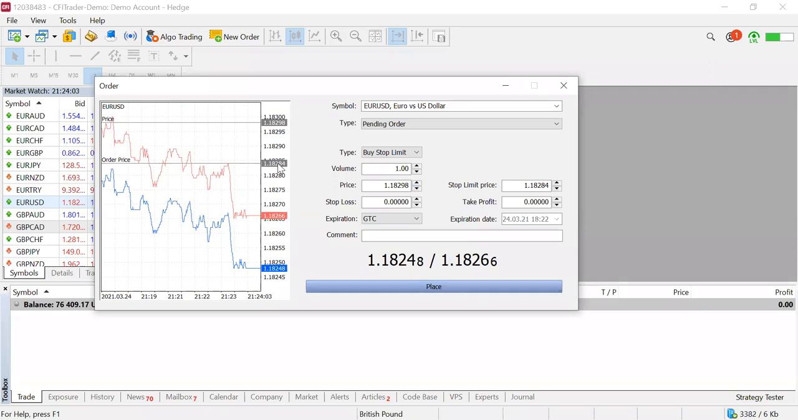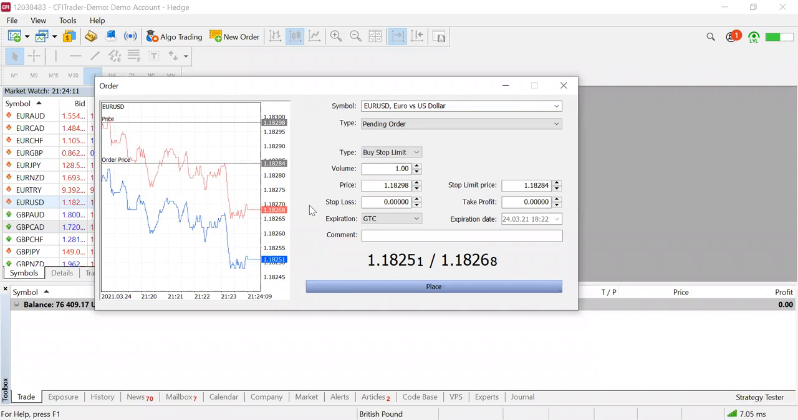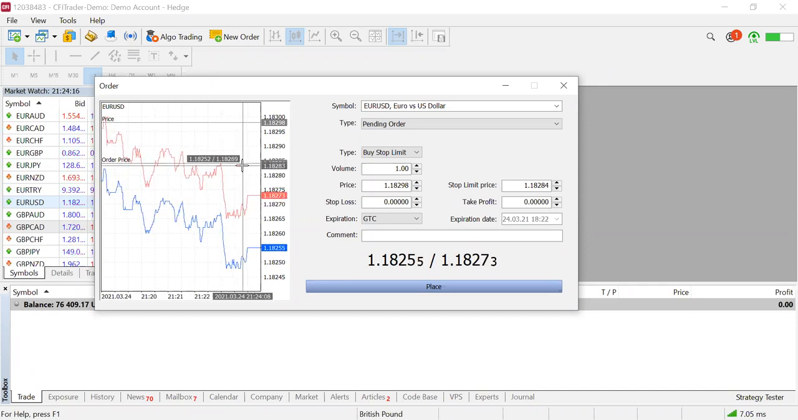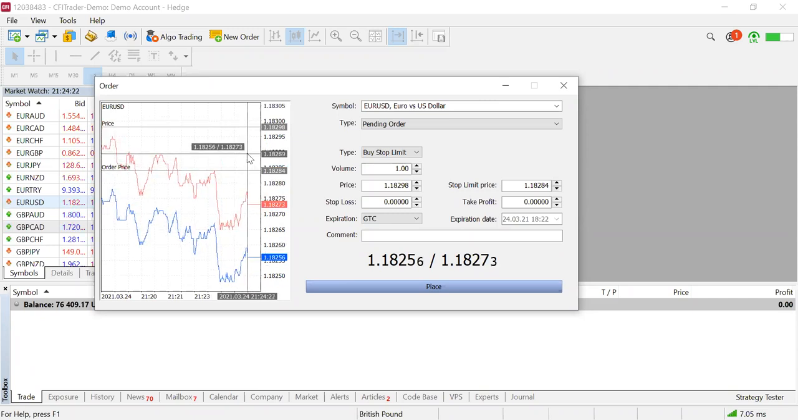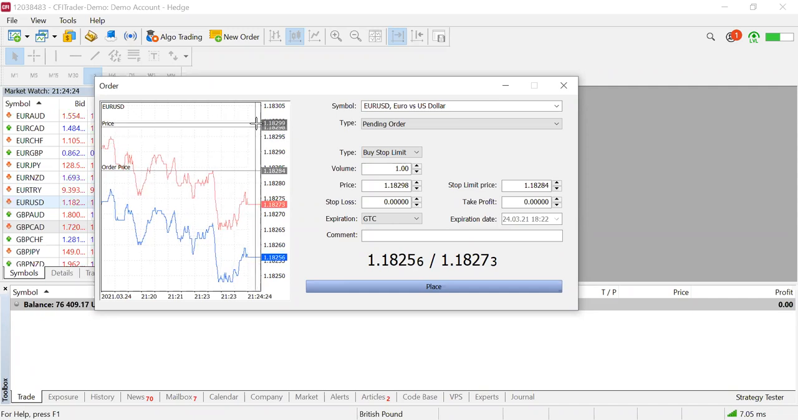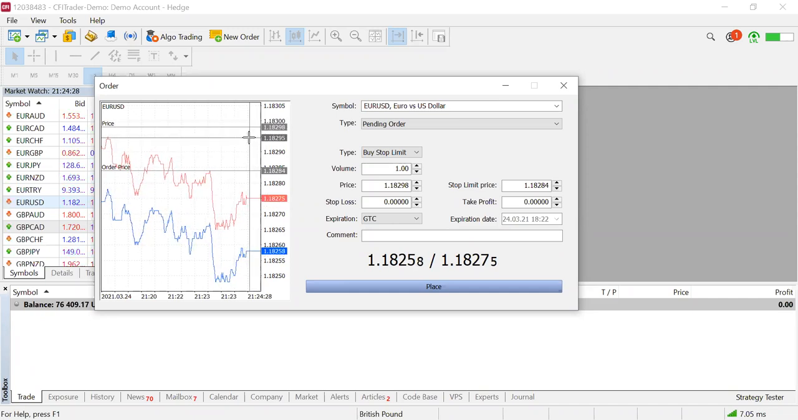And then what's going to happen is, once you place this order, it will get triggered once the market price hits the order price, but it will only become an open position when the next available price is below this price over here, the 1.18298.